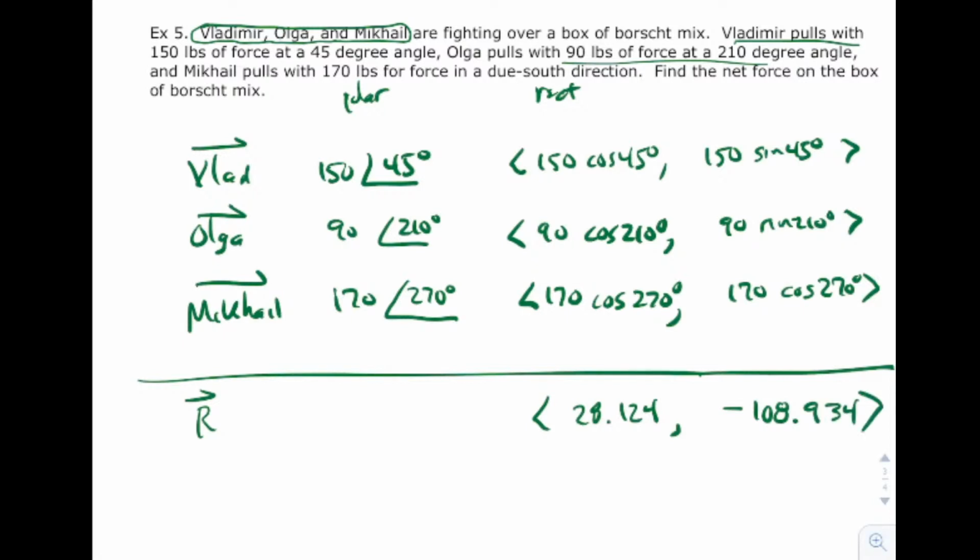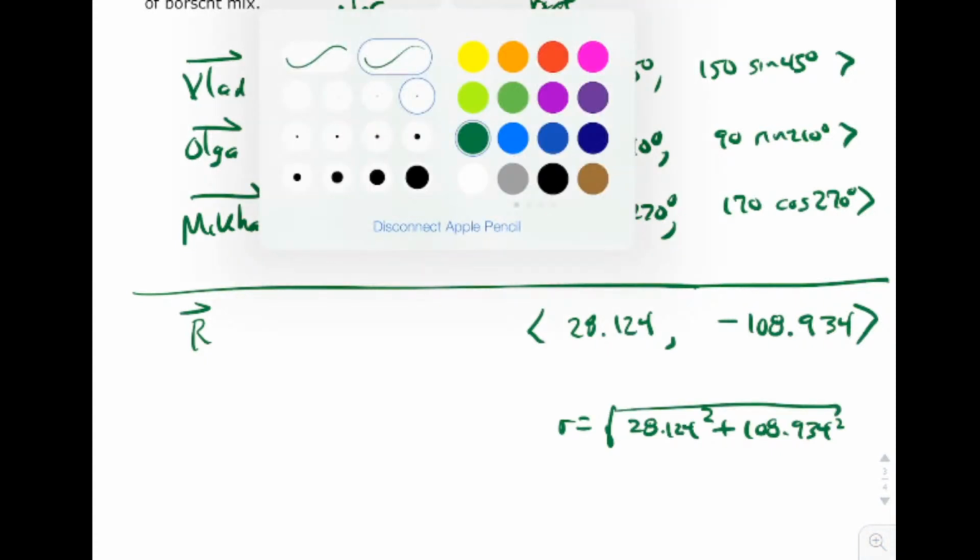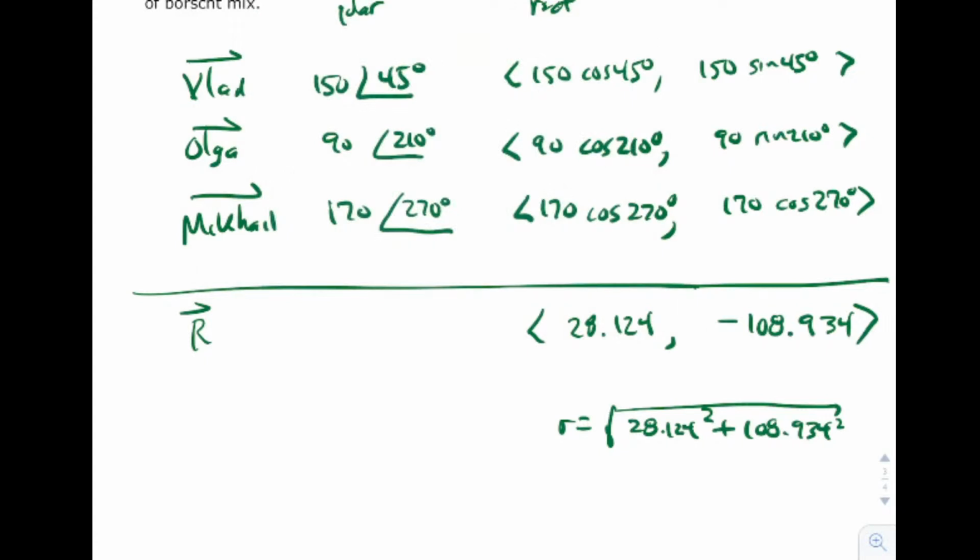Okay, and then this is the part where you say r is the square root of 28.124 squared plus 108.934 squared. Again, I don't have to use the negatives because I'm just squaring the things. So I'm just going to type this in, 28.124 squared, plus 108.934 squared, equals, square root of answer. I forgot to put in the square root. Okay, here we go. To one decimal place, I got 112.5 for my magnitude. So the net force is going to be 112 pounds.